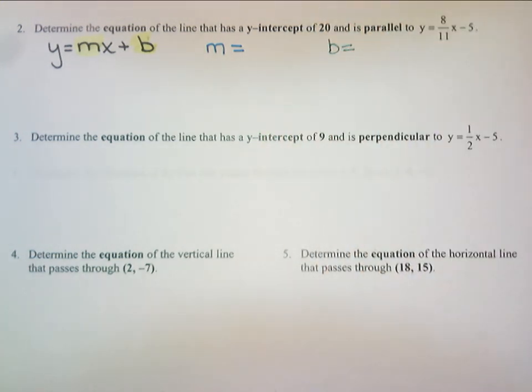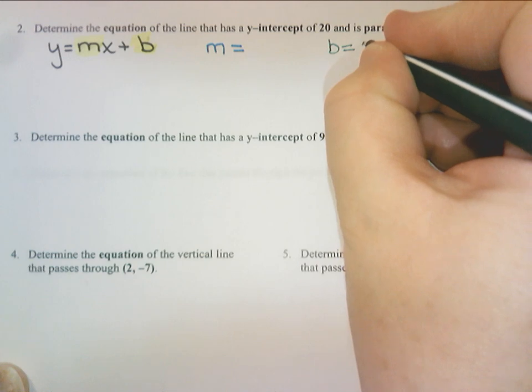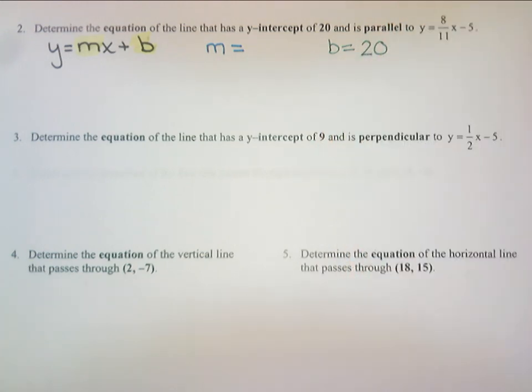If I read through the question again, it says it's a line that has a y-intercept of 20. So the y-intercept is our b value. So our b value is going to be 20.